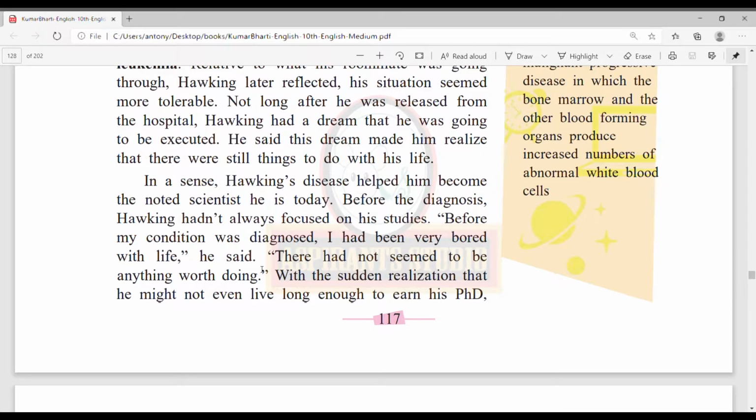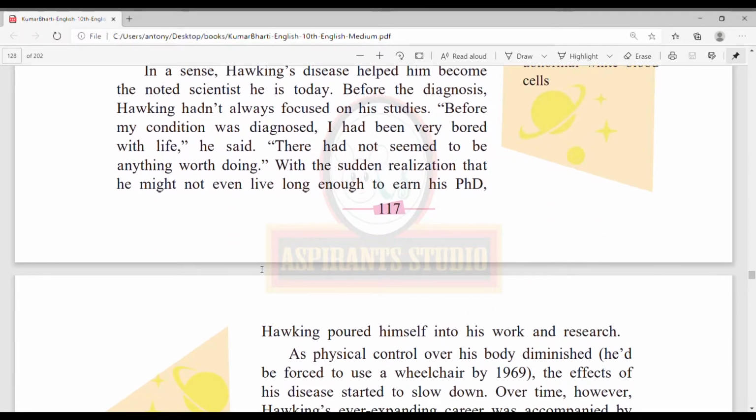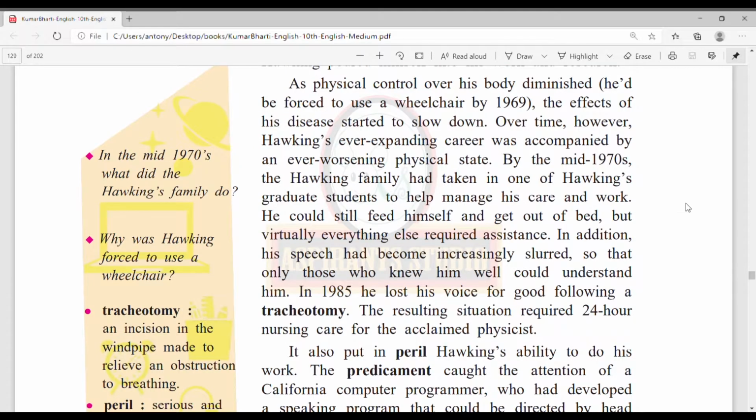Before the diagnosis, Hawking hadn't always focused on his studies. "Before my condition was diagnosed, I had been very bored with life," he said. "There had not seemed to be anything worth doing." With the sudden realization that he might not even live long enough to earn his PhD, as physical control over his body diminished, he'd be forced to use a wheelchair by 1969, the effects of his disease started to slow down. Over time, however, Hawking's ever-expanding career was accompanied by an ever-worsening physical state.